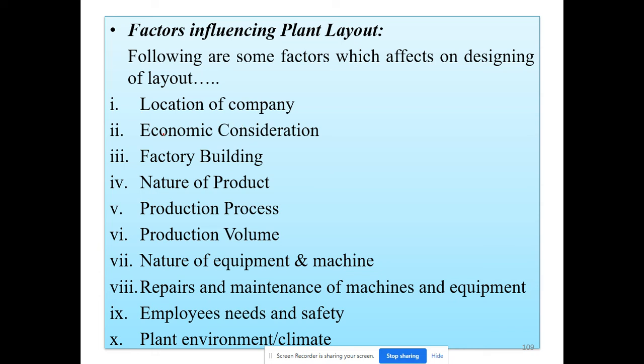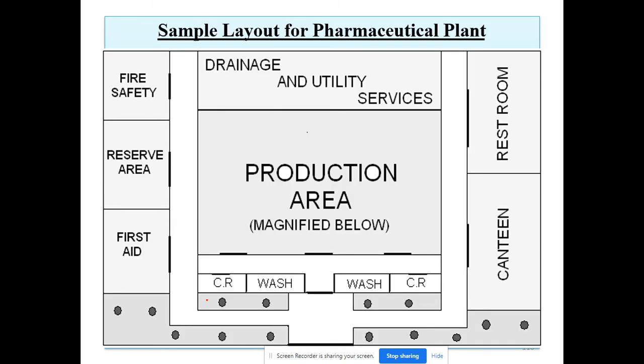Location of the company, economic consideration, factory building, nature of product, production process, production volume, nature of equipment and machine, repair and maintenance of machine and equipment, employees' needs and safety, plant environment, climate. These are the various factors which were affecting the plant layout. Okay, moving on toward the next slide, student.